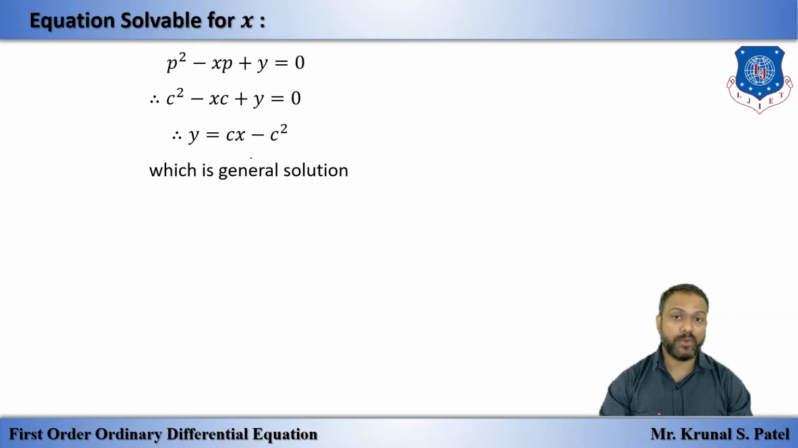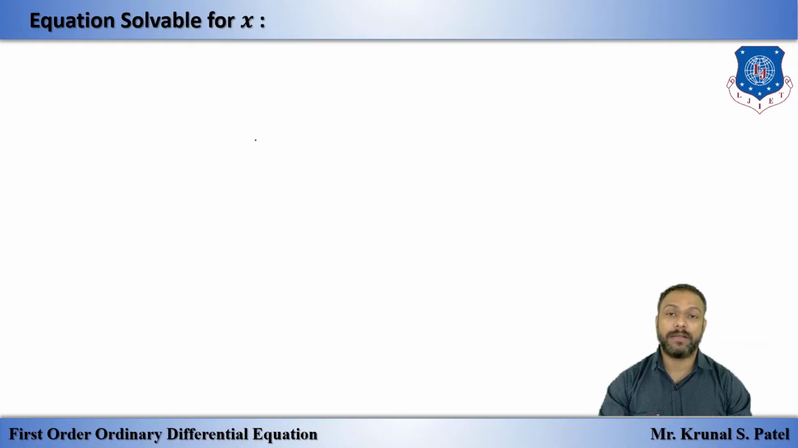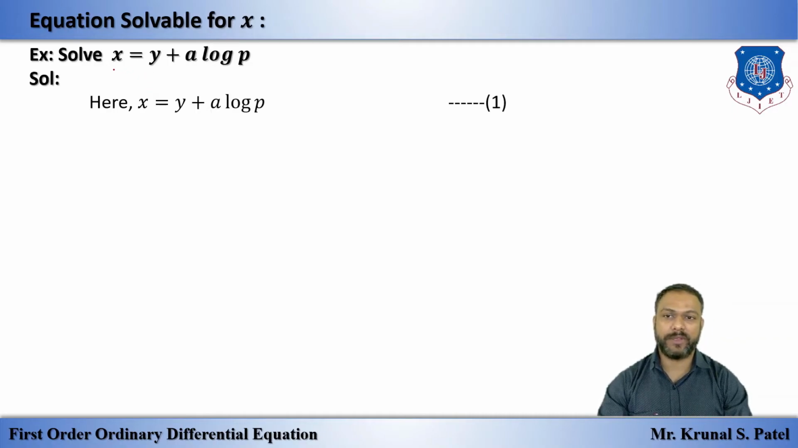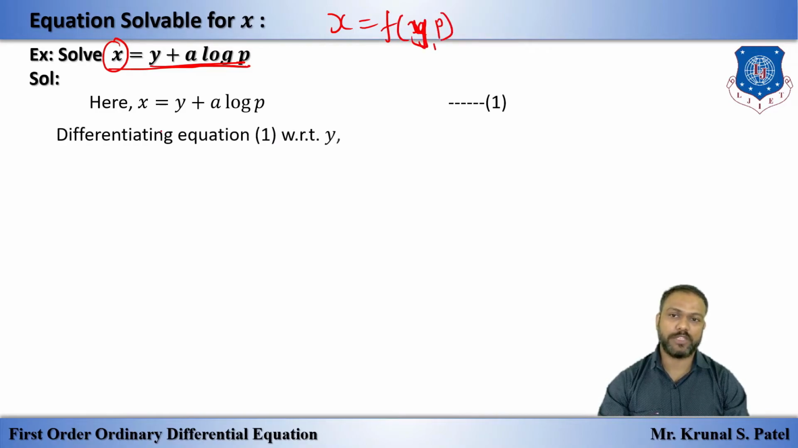Similarly, as I told, if we don't get the exact p in the form of x and c or y and c, then what happens? To understand that, we have this example. So here you can see directly that this is soluble for x, because here x is a function in terms of y and p. Okay, so we'll differentiate this with respect to y. So we have dx by dy is equal to differentiation of y is 1 and a constant, so differentiation of log p is 1 by p and dp by dy.